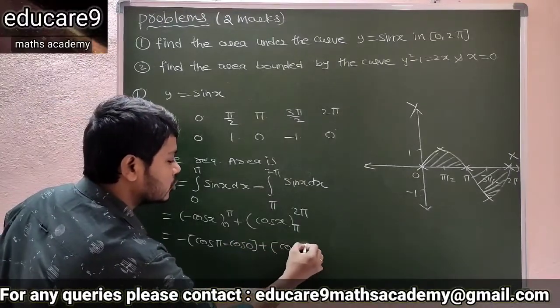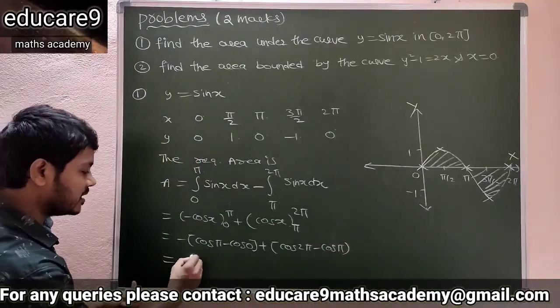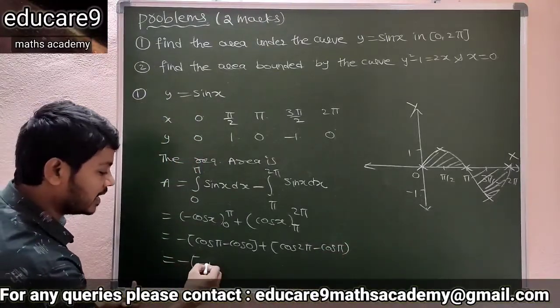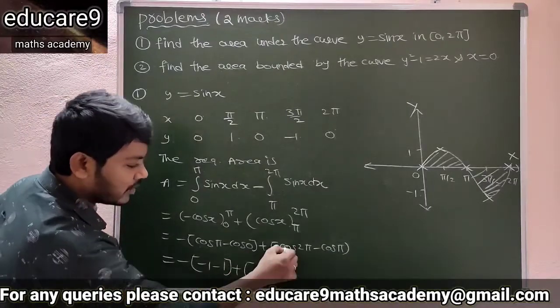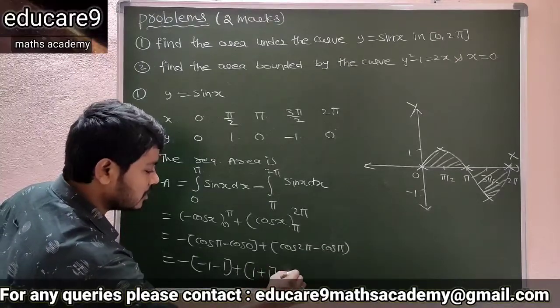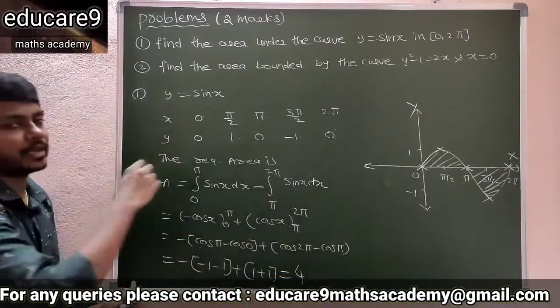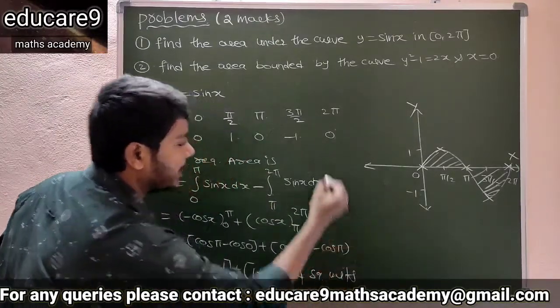Again, cos 2π minus cos π. So clearly this is cos π value minus 1, cos 0 value 1. So minus 1, cos 2π value 1, cos π value minus 1, so plus 1. So this is 2 plus 2, 4 square units. So this is the required area.